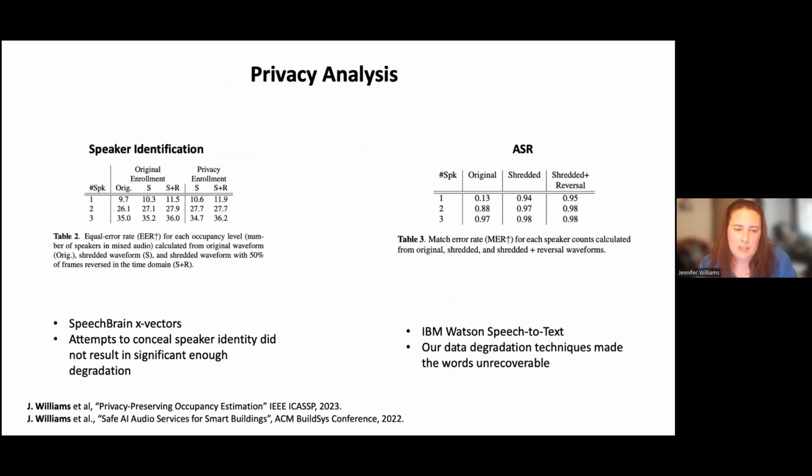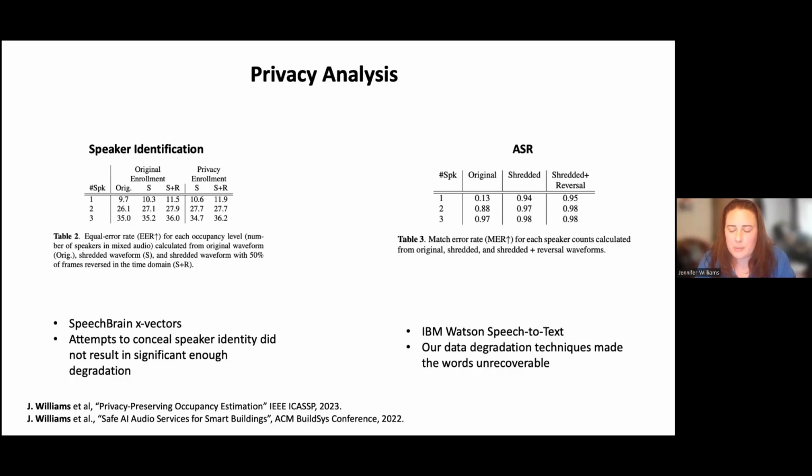So in the speaker identification, we had the original, the shredded, and the shredding plus reversal waveform. And we have a different number of speakers here. So what we found is we would like the equal error rate on the left to be as high as possible. And the values that we were seeing were 10.6, 11.9. While that is in fact not a great equal error rate, we would like that to be much, much higher. So that shows us that it's still possible to sometimes identify the speaker, even though we've messed with the waveform quite a bit with the shredding and the reversal.